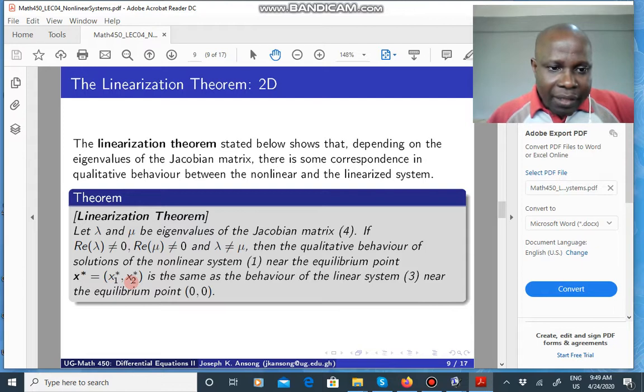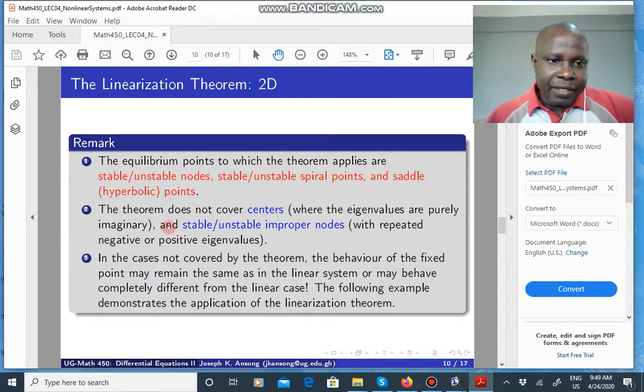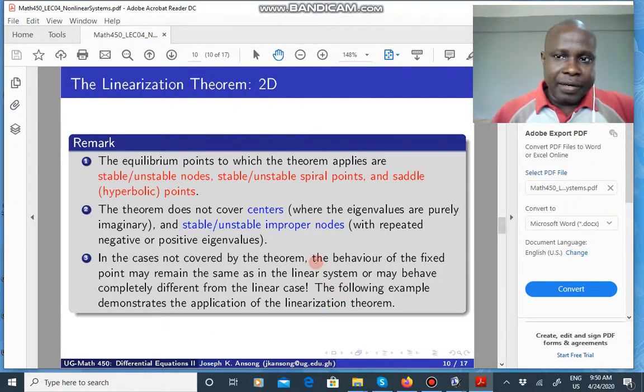So you notice that the theorem does not cover cases where you have purely imaginary eigenvalues. The real parts must be non-zero. Okay, so in fact, the theorem covers stable and unstable nodes, stable and unstable spiral points, and saddle points. It doesn't cover centers where you have pure imaginary eigenvalues. Neither does it cover the case where you have repeated eigenvalues, that is improper nodes. Okay, so in the cases where it doesn't cover, the behavior could be the same as a nonlinear system, or it could be totally different. All right, and so that is basically what the linearization theorem does.